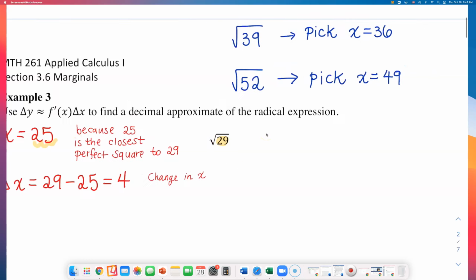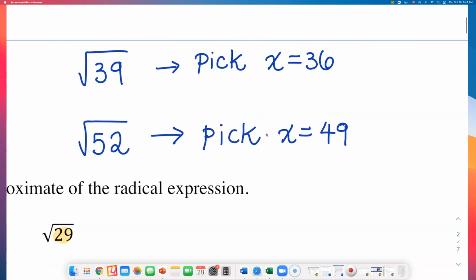Okay, so back to my blue examples. If I pick x to be 36 for square root of 39, the delta x will be equal to 3 because 36 is 3 away from 39. If I picked 49 to be x, you have to think how far away is 49 from 52? Again, 3.